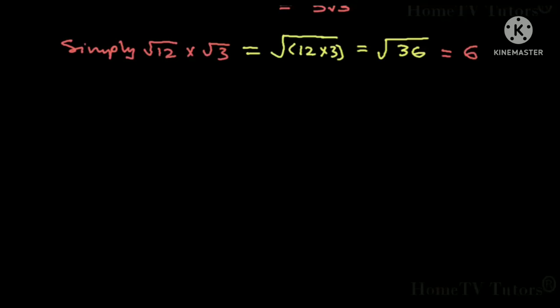Good. Another question. Simplify square root 24. We rewrite this as square root 4 times square root 6, since 6 times 4 will give us 24. Now 4 is a perfect square, so the square root of 4 will give us what? 2. So we have 2 square root 6.